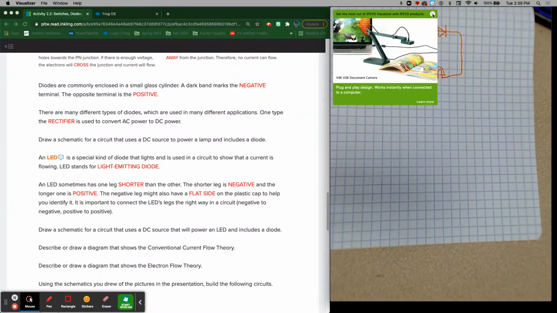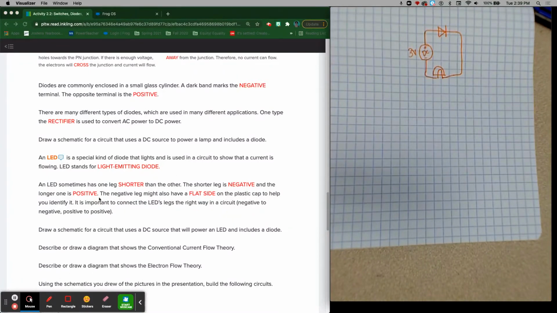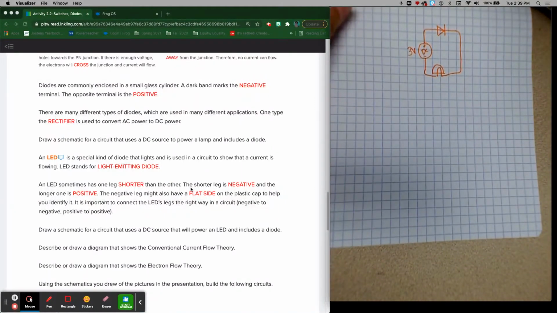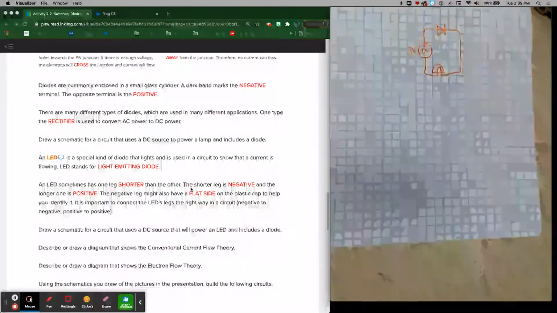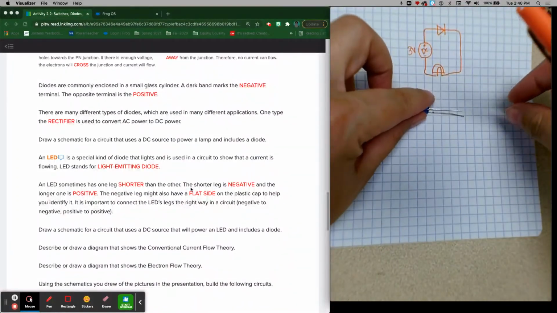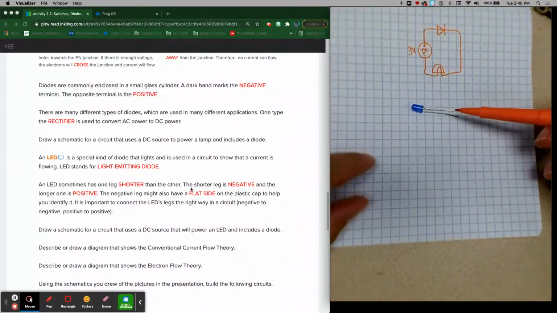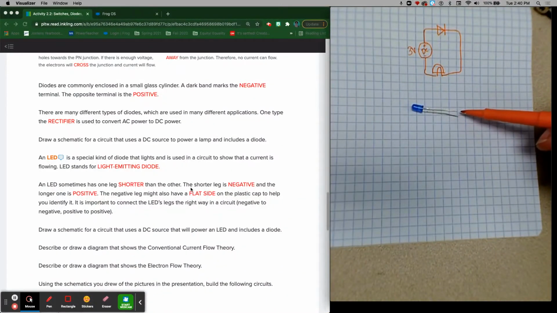Now, an LED is a special kind of diode that lights and is used in a circuit to show that a circuit is flowing. LED stands for light emitting diode. An LED sometimes has one leg shorter than the other, such as this. Okay, you can see that even though they're a little bent, this leg is longer than the other. Okay, the shorter leg is the negative leg, and the longer one is positive.